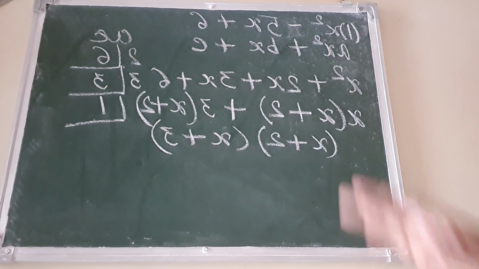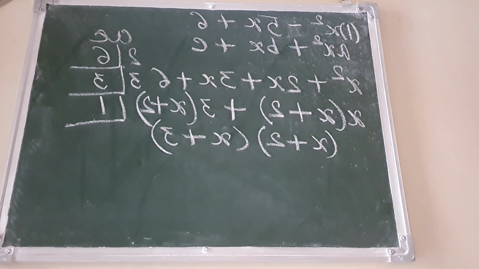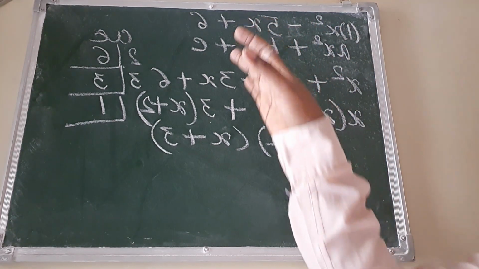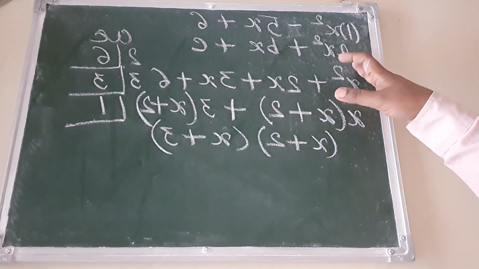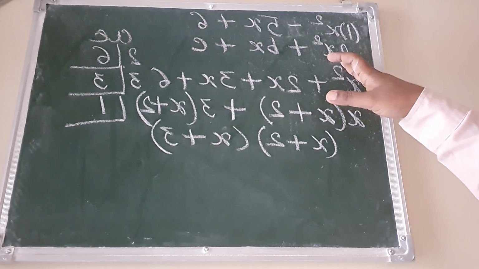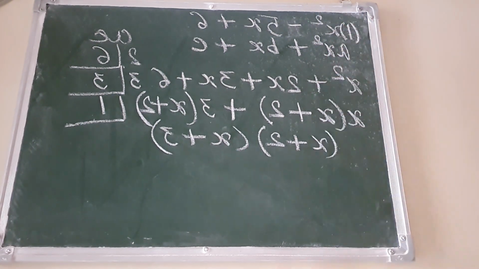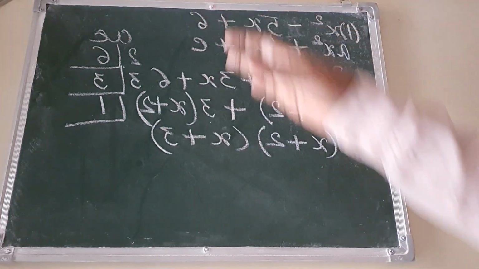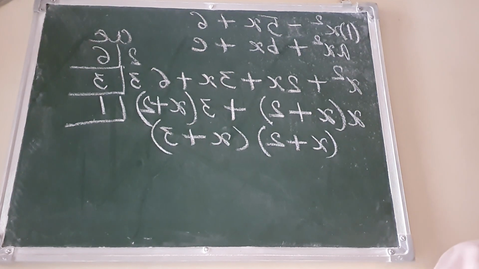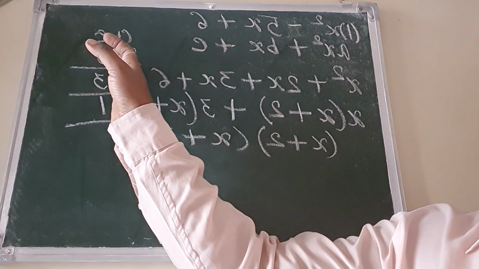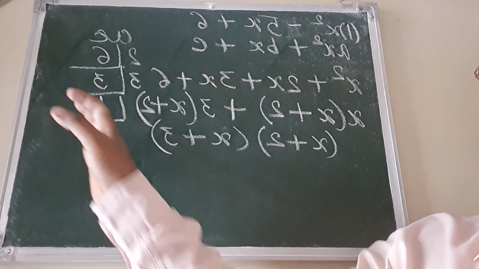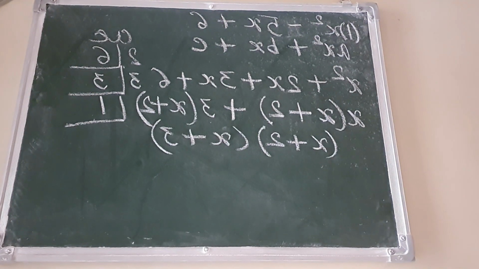Comparing it with the standard equation, that is ax square plus bx plus c, the coefficient of x square is a, which is 1. Here c is 6. So ac is again 6. So we make the factors by prime factorization, so 2 3s are 6 and 3 1s are 3. So the factors are 2 and 3 again.